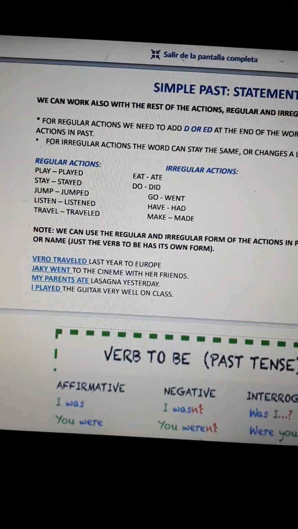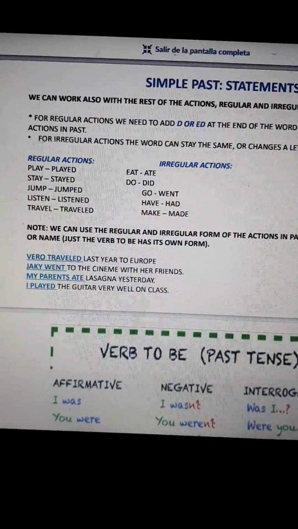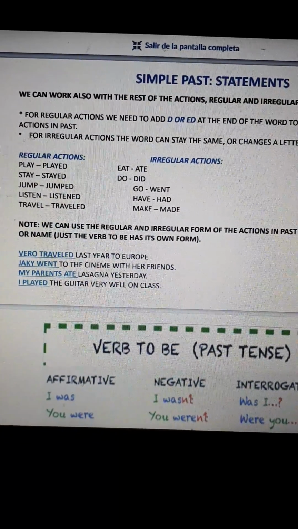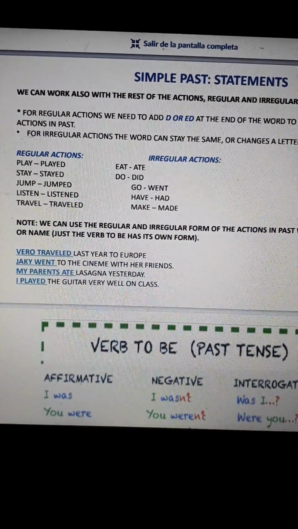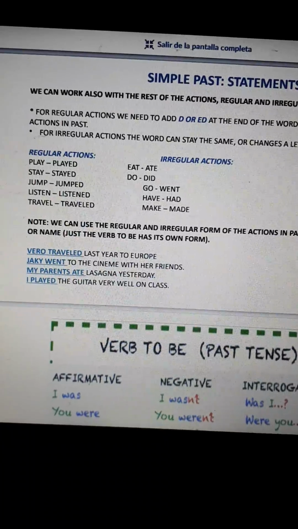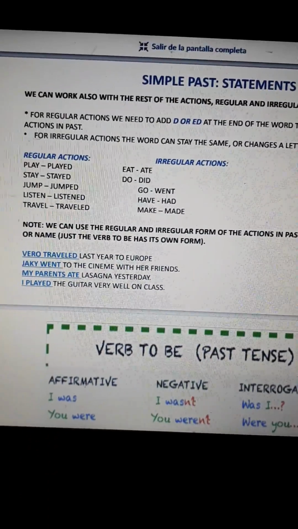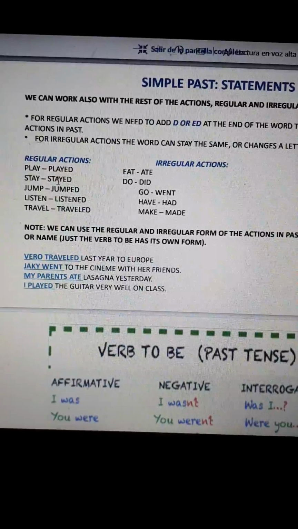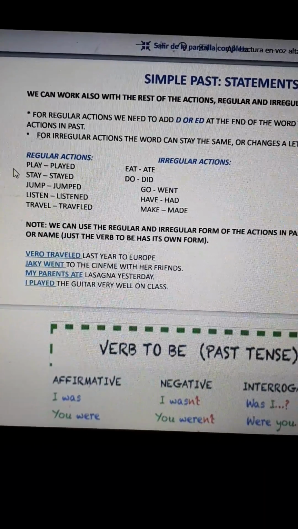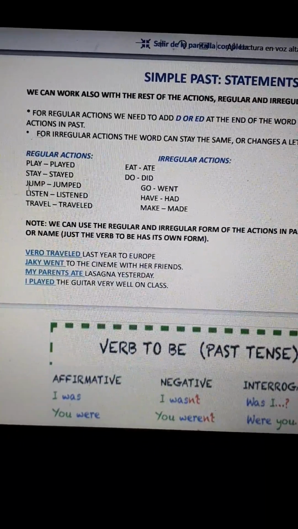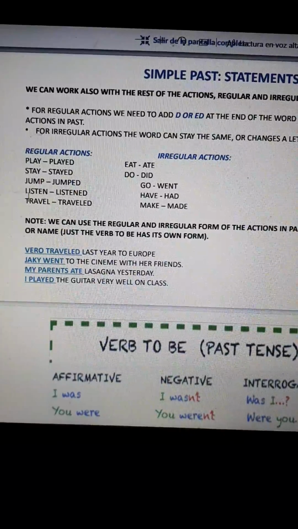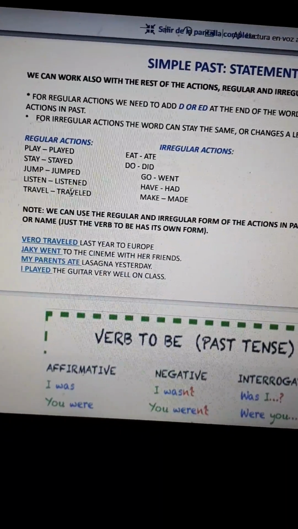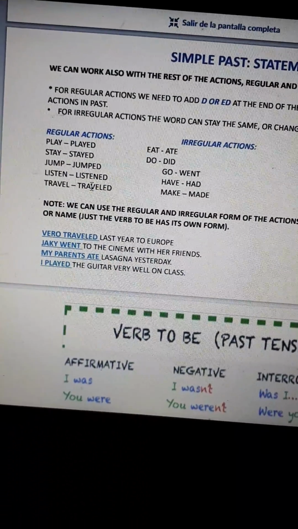that we have two different types of action. In simple past, or past simple, we have the regular and irregular form. Remember that the regular forms are the ones where you just add d or ed, and that's it. Play, played, stay, stayed, jump, jumped, listen, listened, travel, traveled, to say some examples.